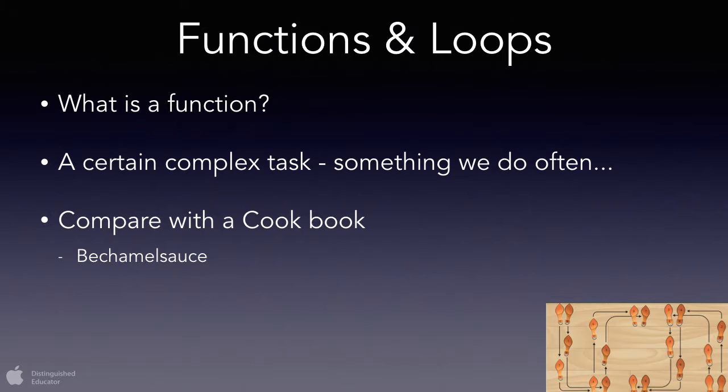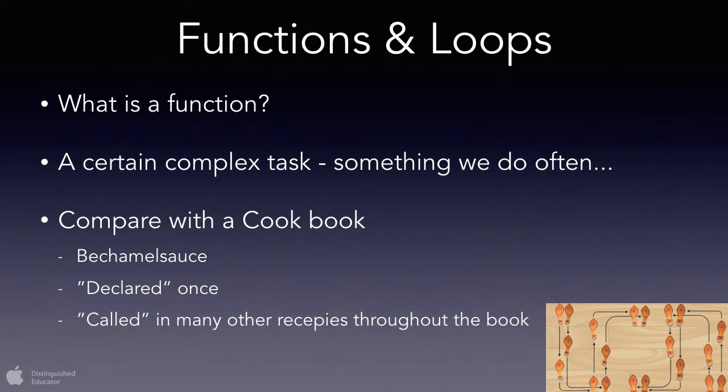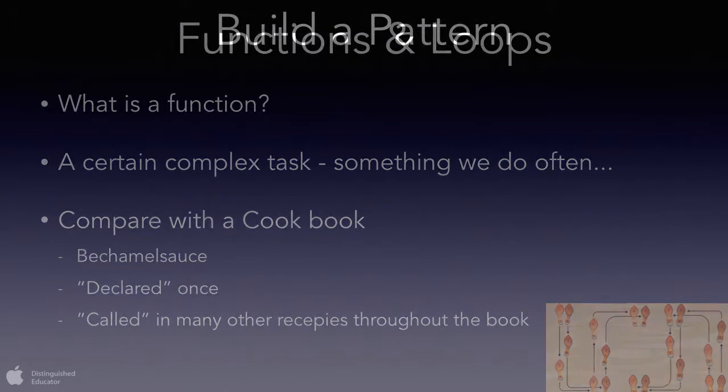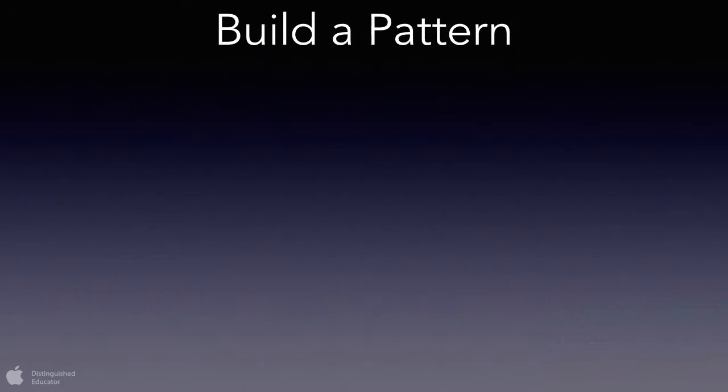You might find that quite often in recipes, but normally it is declared once in a book, but it's called in many other recipes throughout the book. And this is basically the idea of a function. There is something that you need to be able to do over and over again, but you only tell how to do it once when you declare the function. So let's look at a more practical example.